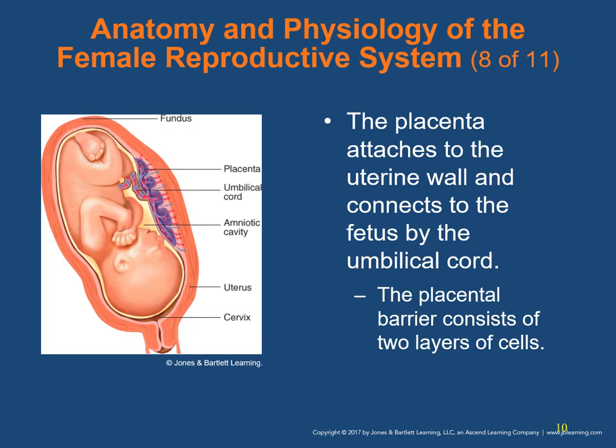The placenta is a dish-shaped structure attached to the uterine wall that provides nourishment to the fetus. It is connected to the fetus by the umbilical cord. The placental barrier consists of 2 layers of cells, keeping the circulation of the woman and fetus separate but allowing substances to pass between them.